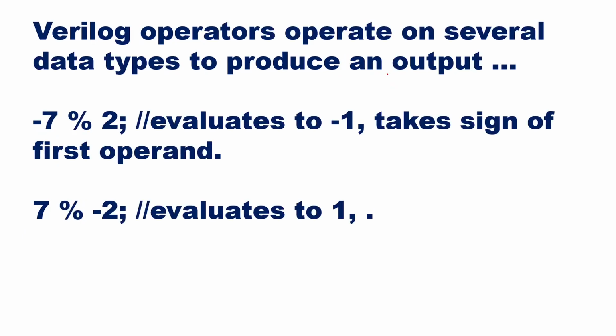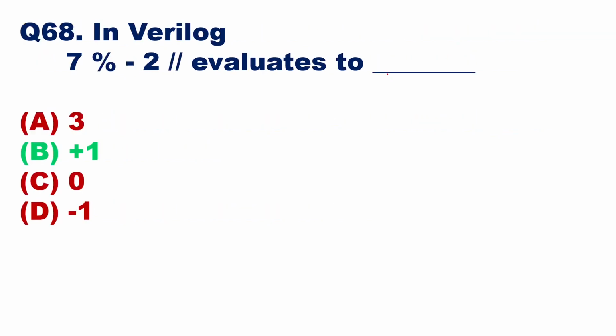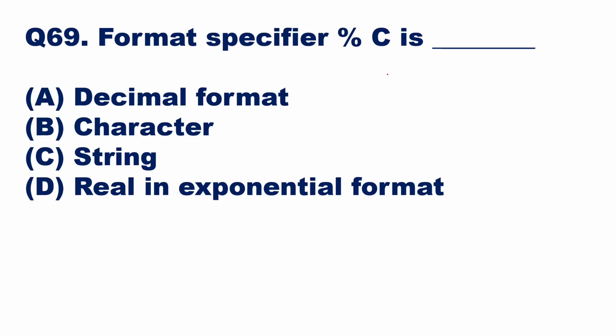Verilog operators operate on several data types to produce an output. -7 % 2 evaluates to -1, taking the sign of the first operand. Similarly, 7 % -2 evaluates to 1, that is +1. So option B, +1, is the right answer here. Then we'll go to the next question.